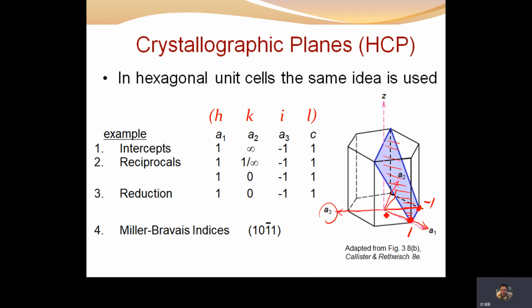And for a2, this direction, is there any intercept on a2? No, it's parallel, therefore it's infinity. And the intercept on the z-axis is right here. It's 1. Therefore the intercepts in this 4 index system are 1, infinity, -1, 1. Taking the reciprocal gives 1, 0, -1, and 1. Therefore the Miller-Bravais indices are 1, 0, 1 bar, 0. This represents this plane.